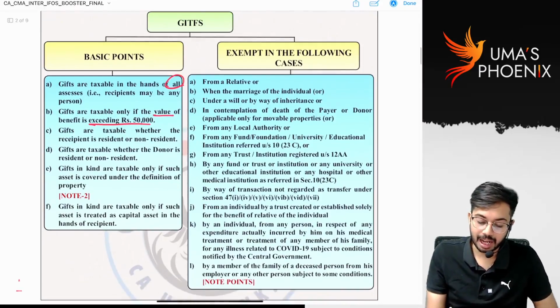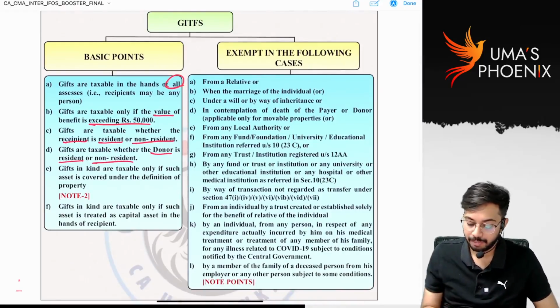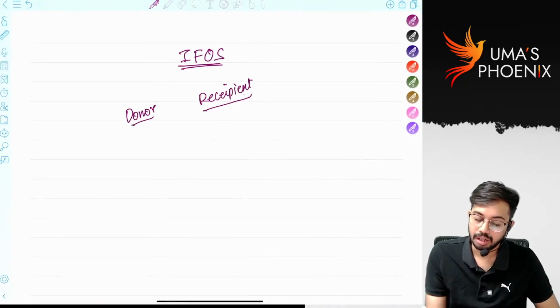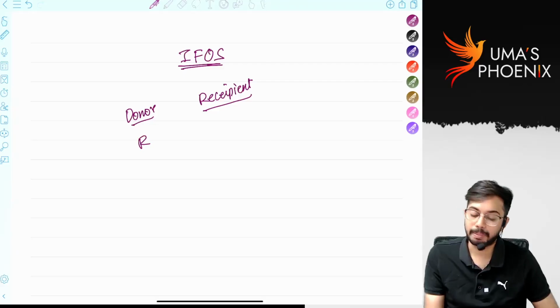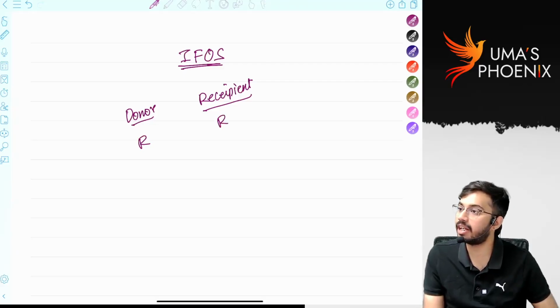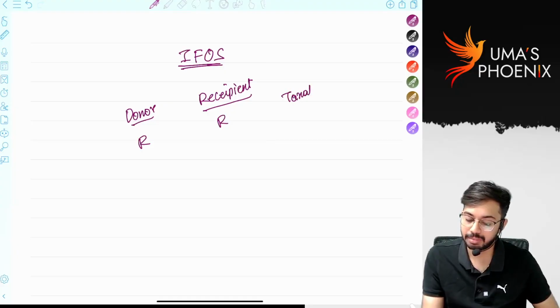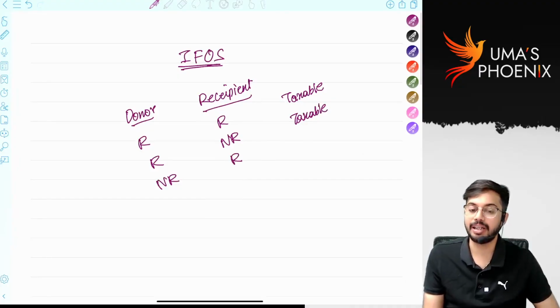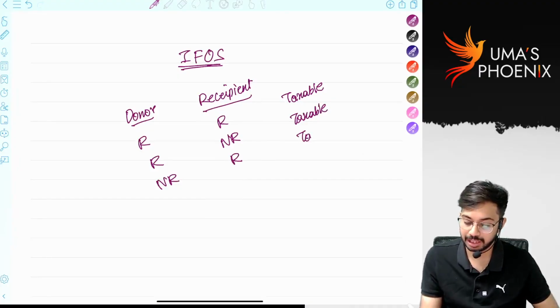Next, gifts are taxable whether the recipient is resident or non-resident. Gifts are taxable whether the donor is resident or non-resident. What do you mean by this? Let's say there is a donor and there is a recipient. The person who gave the gift is resident, the person who received the gift is resident. Whether that gift is taxable? Yes, it is taxable. The person who gave the gift is resident, the recipient is non-resident. Whether that gift is taxable? Yes. The person who gave the gift is non-resident, the recipient is resident. Whether it is taxable? Yes, it is taxable.